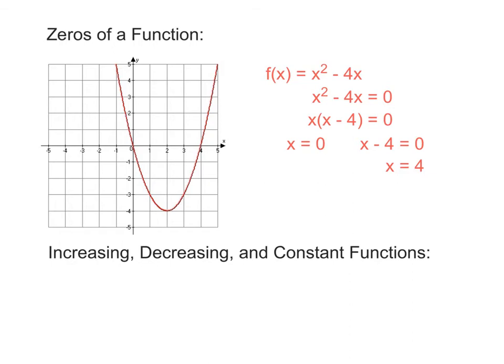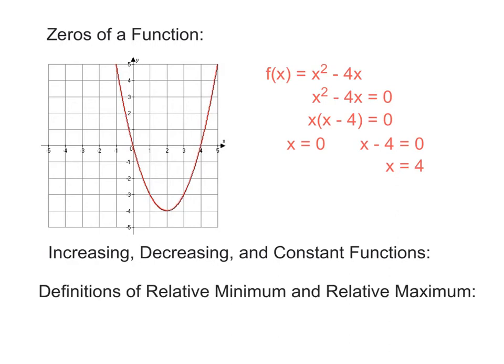Now this particular example doesn't have any constant region. So a constant region would be where the y value remains the same for an interval over the x value. This particular function does not have a constant area.